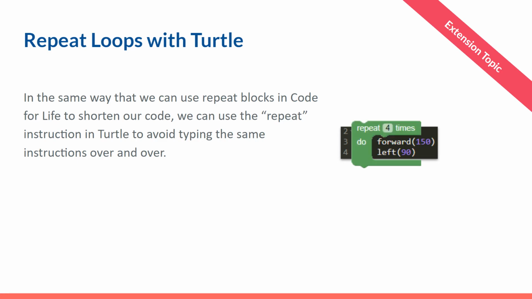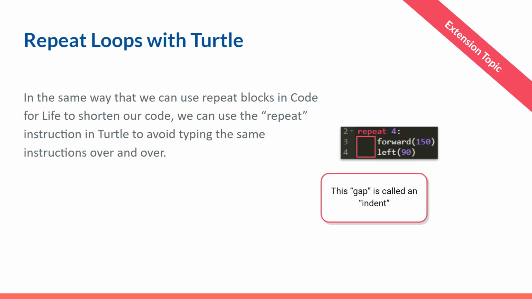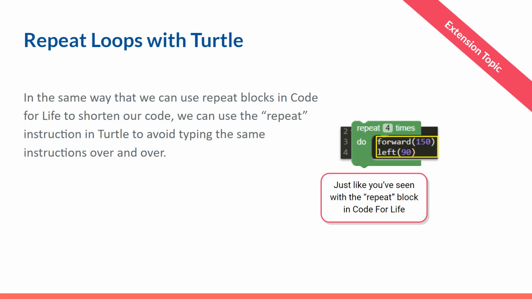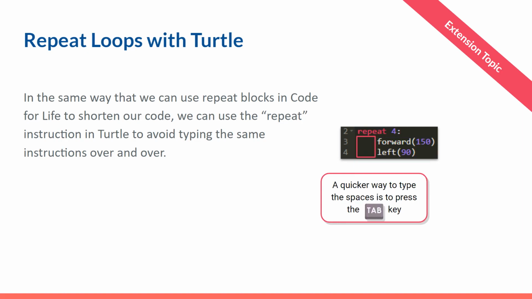You can see it's very similar to the repeat block that you might have used before, except there's a colon at the end and there are spaces pushing in the code where that code would normally sit inside the repeat block. Those spaces are called an indent, and this is the code that's been pushed in, or indented. The code belongs inside the repeat instruction, just like how we would see that in the block. The way we would type those spaces in is to press the tab key.